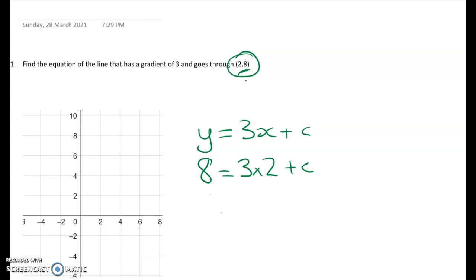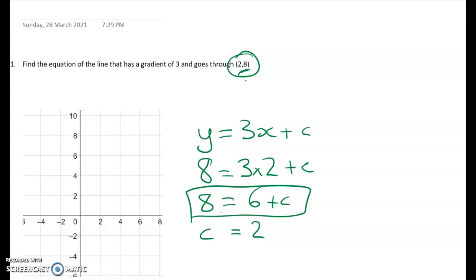Now solving that, we get this. 8 is equal to 6 plus c. So 6 plus a number gives me 8. So c is equal to 2, right? The way I'm solving that is I'm taking 6 away from both sides. So 8 minus 6 is equal to c. My final equation is y equals 3x plus 2.